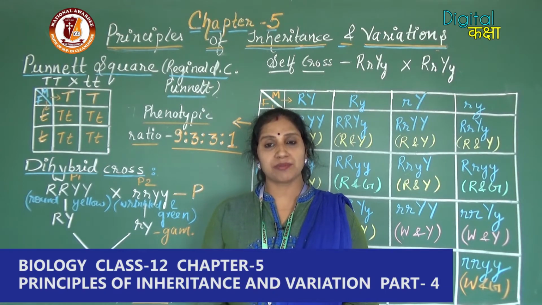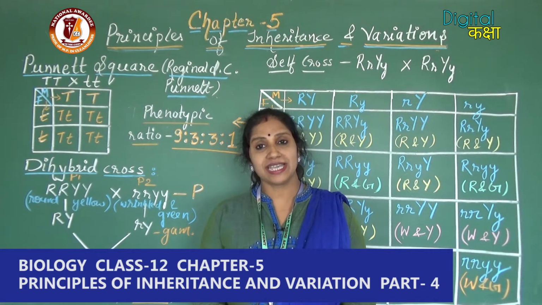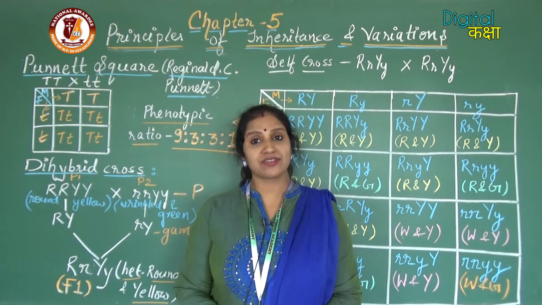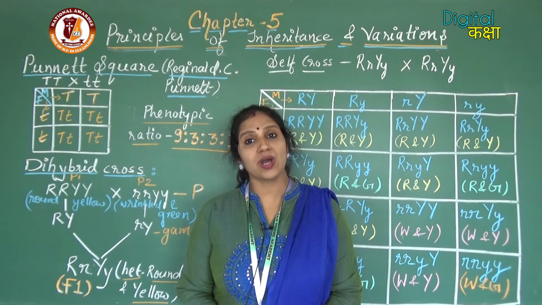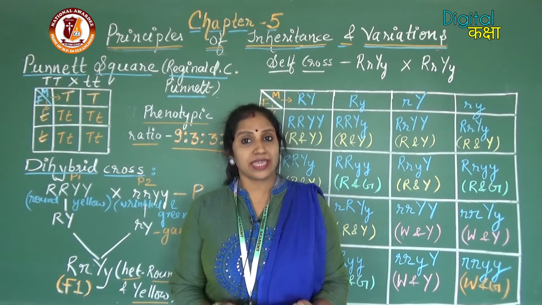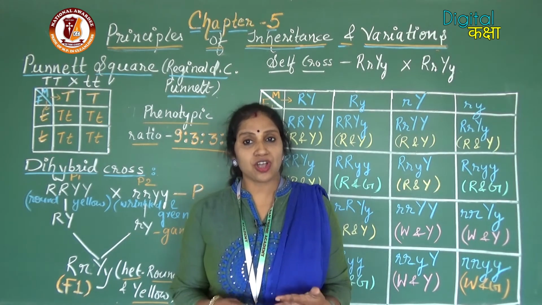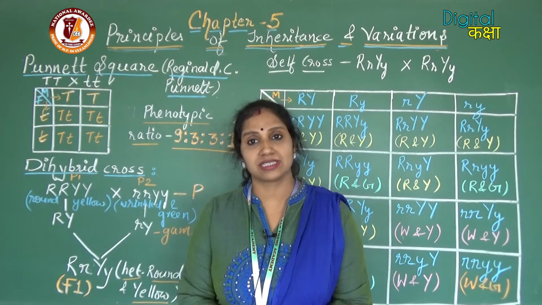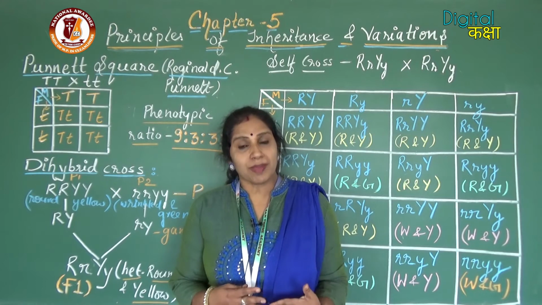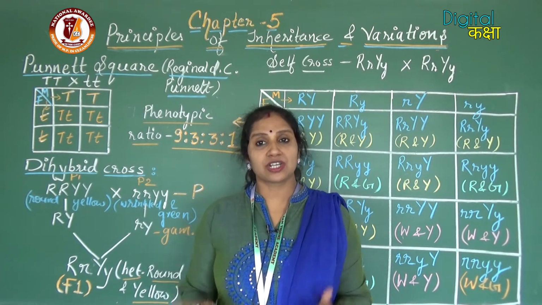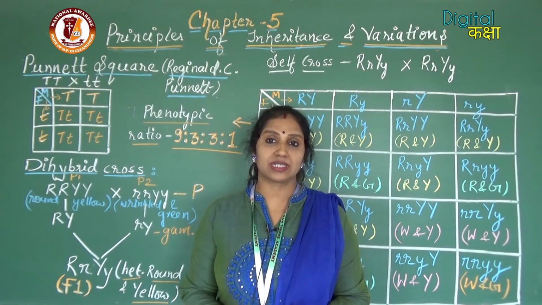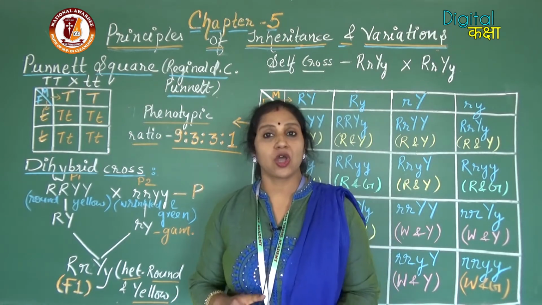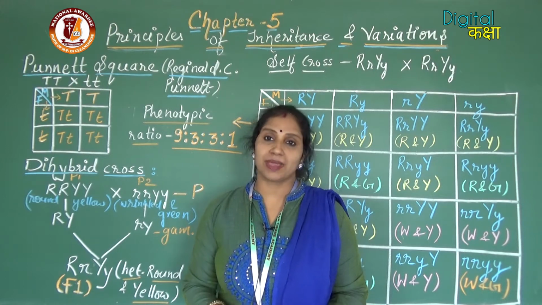Welcome back to the chapter Principles of Inheritance and Variation. In the last video, we have seen Mendel's monohybrid cross. There we simply crossed the individuals just like the cross multiplication method. Now one more method is there to make the cross between two individuals, and that is called the Punnett Square method or the checkerboard method.